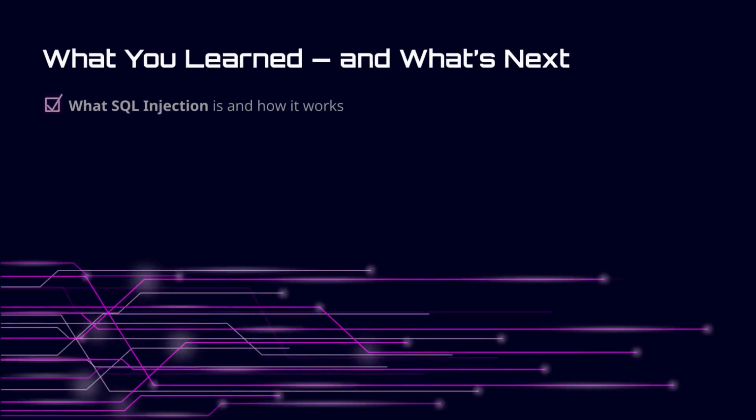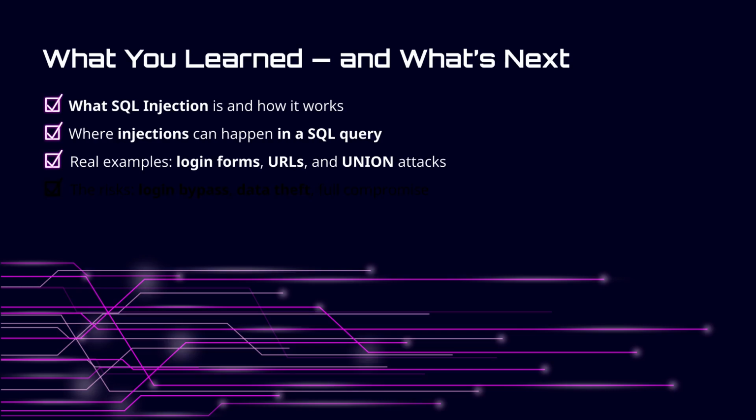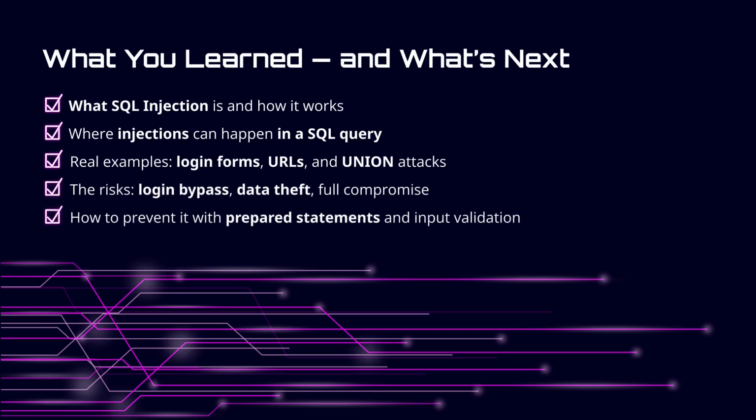Let's review what we covered in this video. You learned what SQL injection is and how it works. We looked at where injections can occur inside a SQL query, not just in the where clause. You saw real examples including login bypasses, URL-based attacks, and even extracting data with union. We talked about the risks, from unauthorized access to full system compromise. And finally, we covered how to protect your applications using prepared statements, input validation, and modern ORM frameworks. In the next video, we'll move from theory to practice, with real-world SQL injection labs using PortSwigger Web Security Academy.